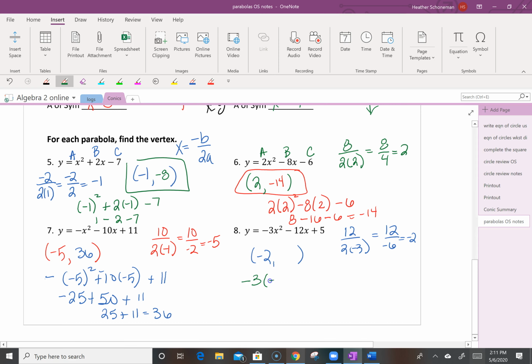So I have negative 3 times negative 2 squared minus 12 times negative 2 plus 5. Little mental math. Negative 2 squared is positive 4. Positive 4 times negative 3 is negative 12. Watch your signs. Negative 12 times positive 2 is positive 24 plus 5. Negative 12 plus 24 is 12 plus 5 would be 17. And there's your point. That's it.